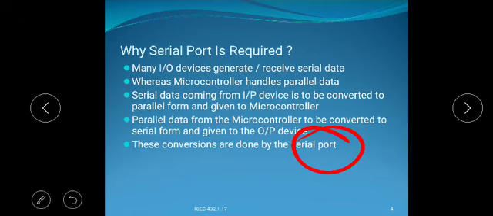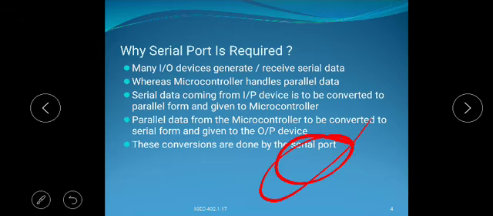The serial data coming from the input device is to be converted into parallel form and given to the microcontroller. The parallel data from the microcontroller is to be converted to serial form and given to the output device. These conversions are done by the serial port.